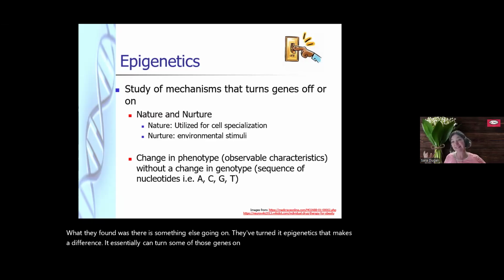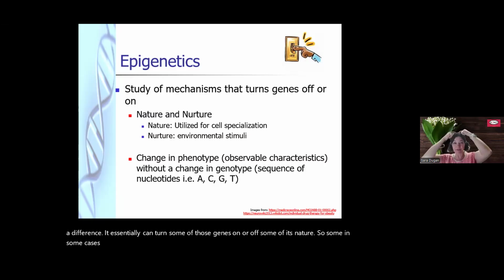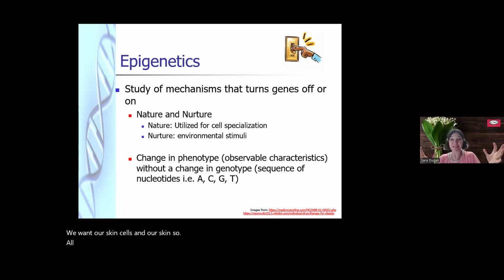Some of it's nature. In some cases, we want our nerve cells up in our brain. We want our muscle cells in our muscles. We want our skin cells in our skin. So all of those cells have all of the genetic information. So in that case, it makes sense that they turned off the liver part for your skin cells that are on the back of your hand.